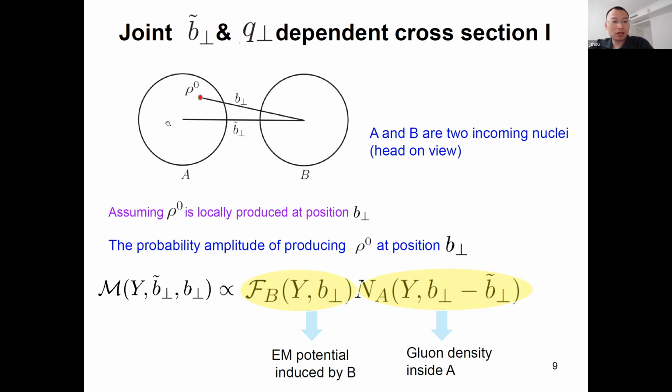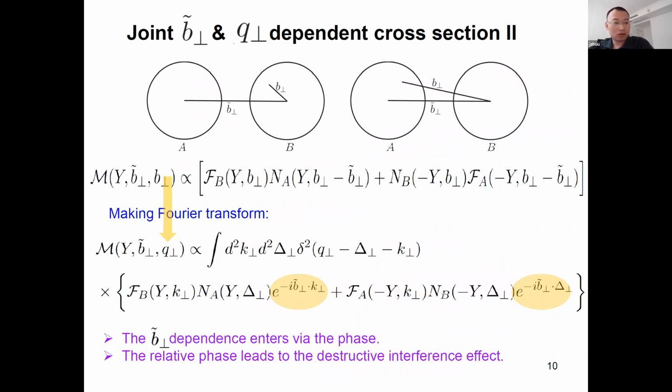B_perp tilde is the distance between the centers of the two colliding nuclei. And b_perp is where rho is produced. So the amplitude can be schematically written in this form. This is the gauge potential, this is the dipole amplitude or the gluon density. Then nuclei A and B, as mentioned, take turns to act as a target and a real photon source. These two possibilities cannot be distinguished from the final state. So they should be summed.